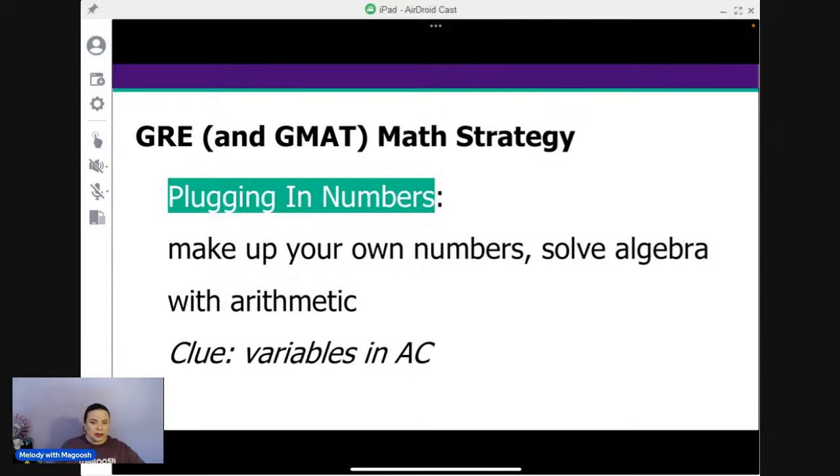Your clue that this strategy of plugging in numbers is an option is when you see variables in the answer choices. AC here stands for answer choices. So if you're working on a problem on the GRE, maybe it's multiple choice or multiple select, maybe even quantitative comparison, and there are variables in the answer choices or variables in the columns on a QC question, look for opportunities to use this technique. It might be able to help you through a lot of questions in less stressful and more accurate ways.